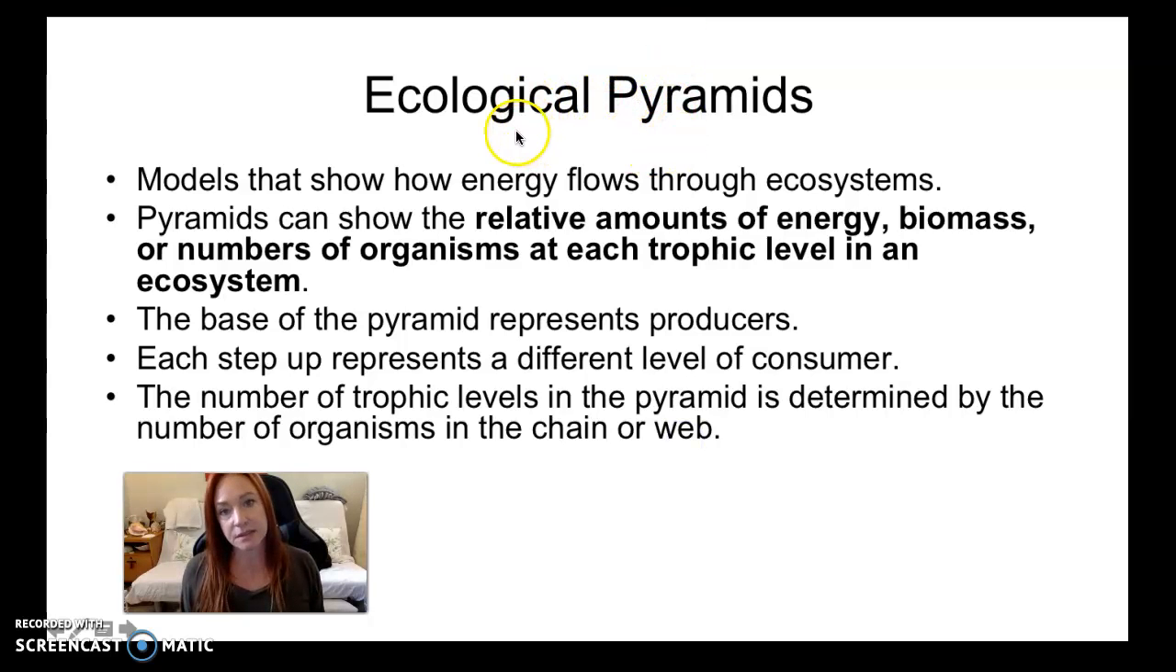Ecological pyramids. So we want to look at how we quantify, how we count how many organisms at each level an ecosystem will support. And we look at that in three different ways. Okay? We can look at how energy flows through an ecosystem and how many organisms the energy supports at each trophic level. We look at the biomass, and we look at just the counted numbers of organisms. And I'm going to go through each one of those.